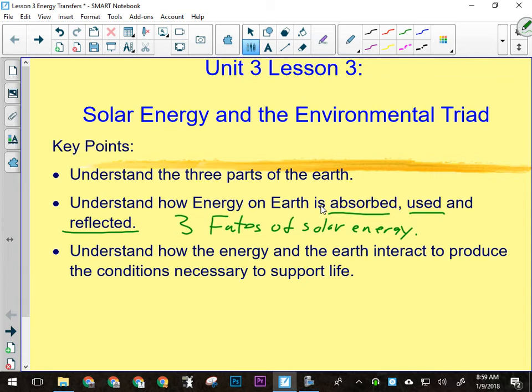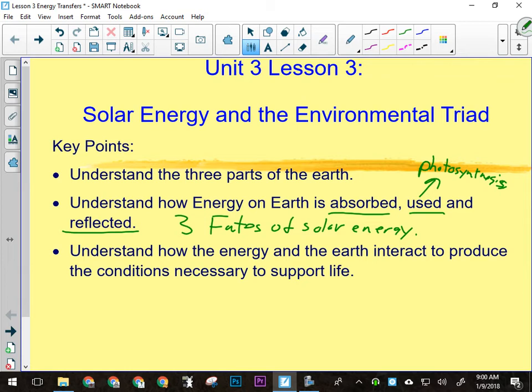When solar energy strikes the Earth, one or more of those three things is going to happen. Some of it will be absorbed, some of it will be reflected, and some of it will be used. There is only one natural process on Earth that can convert solar energy into chemical energy, and that is photosynthesis. That's the key here. If something's being used, that's photosynthesis. It is important for you to realize that we are only talking about natural processes.